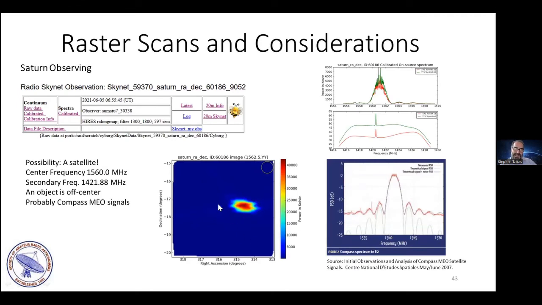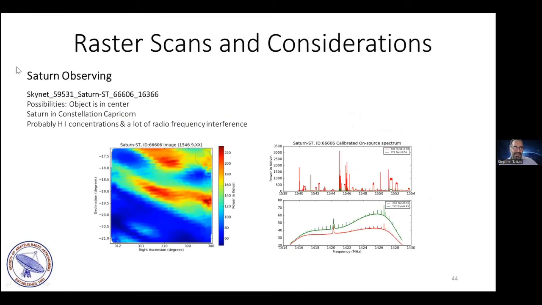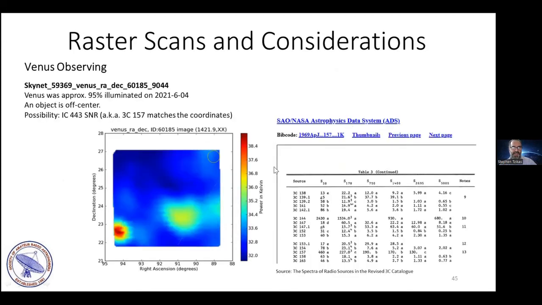Saturn would be in the center again because of the large field of view. I looked at the profile for that. You can see that it's at about 1561, which happens to be the frequency transmitted by a Compass MEO satellite. So my conclusion is this was a satellite that just happens to be in the sky. They tend to be everywhere, and you picked up that. That's what that was. There's another Saturn observation. Again, more satellite interference, I believe, is what's in this area and not Saturn itself.